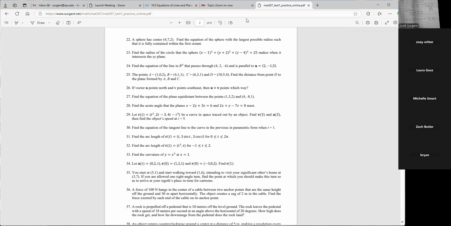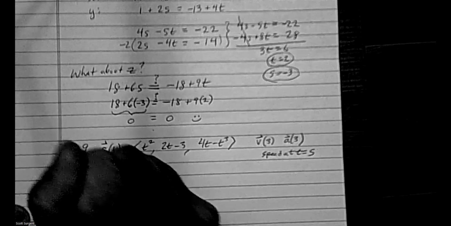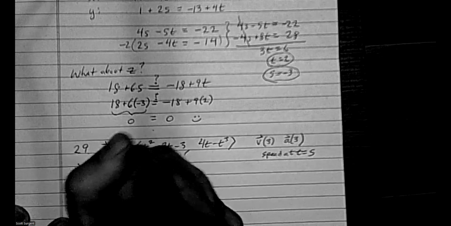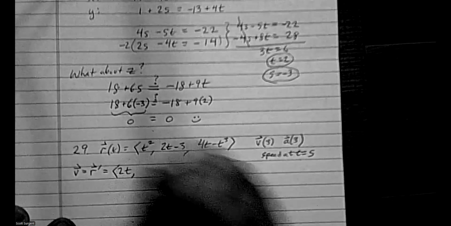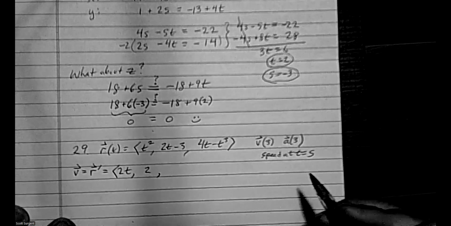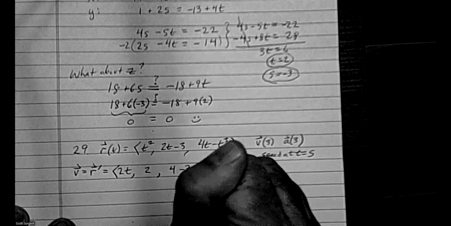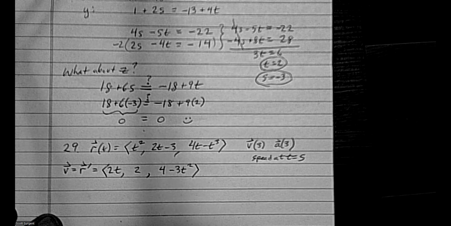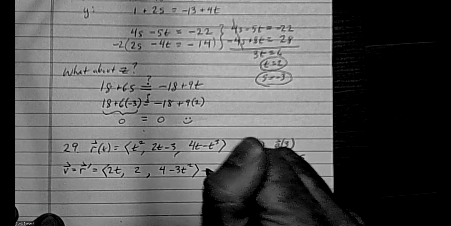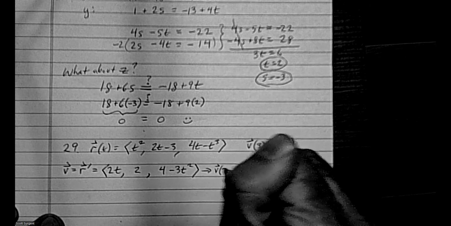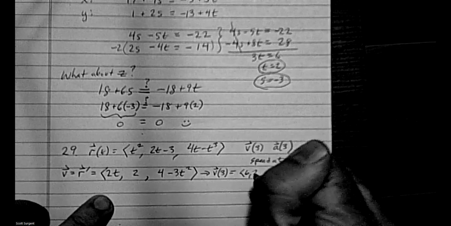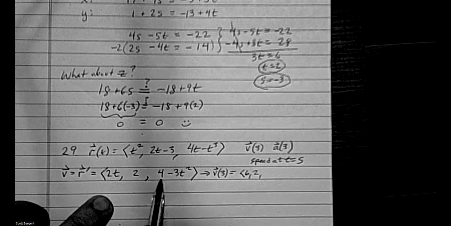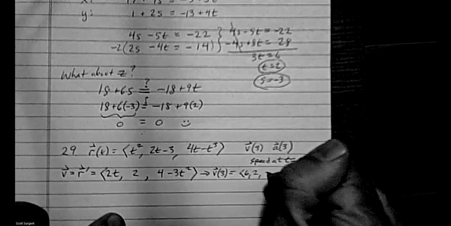So the velocity will just be the derivative. We'll just take a derivative. So far, so good. And then we put in at 3, we just pop the number 3 in there. We get 6, 2. What do we get here? We get 4 take away 27, which is -23.